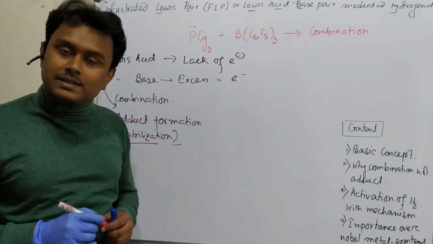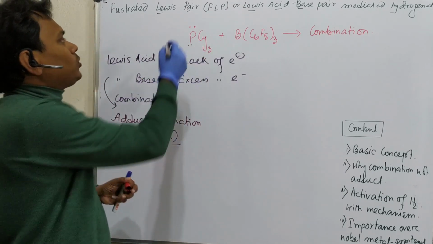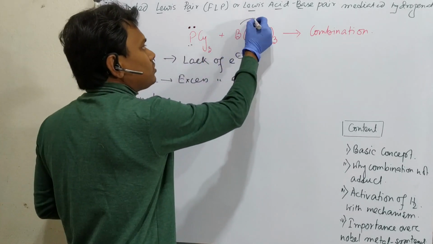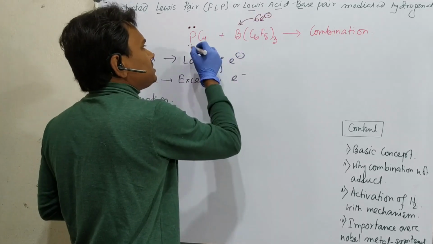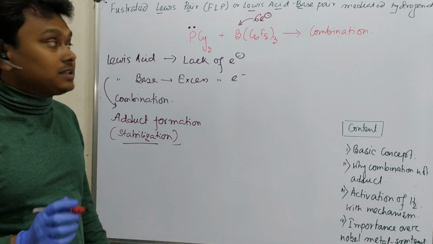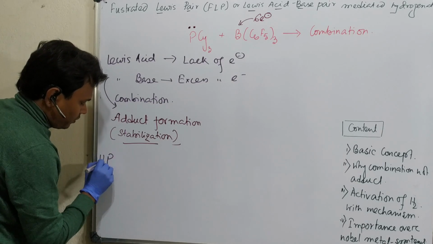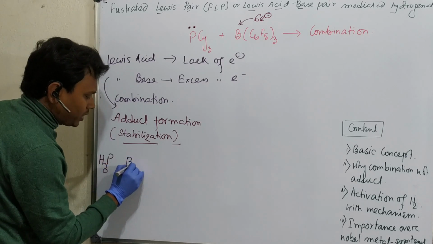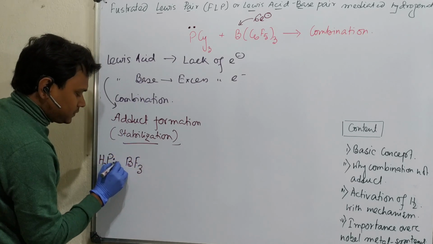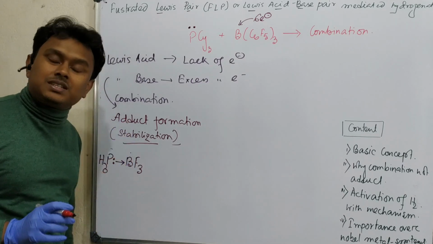Now, what is happening in this case? Why have I written this PCy3? This has a lone pair, and this has a vacant orbital. It's actually a 6 electron species, and this phosphorus is an 8 electron species. So why have I written combination, not adduct? Because generally, if you take PPh3, for example, phosphine, and boron, let's take BF3, this phosphorus donates its lone pair to the boron. In this way, the boron also gets 8 electrons and is stabilized.